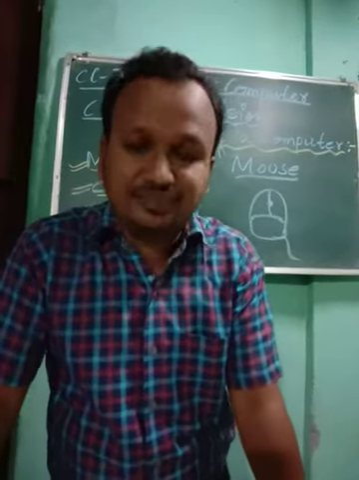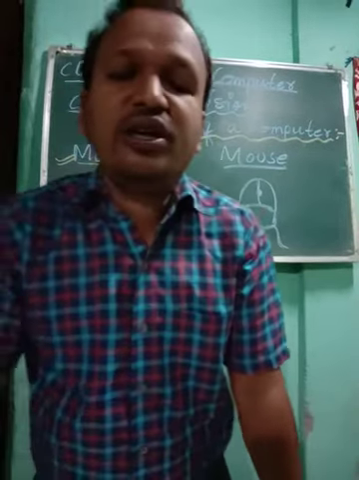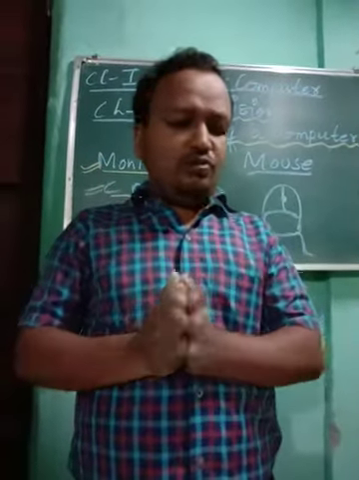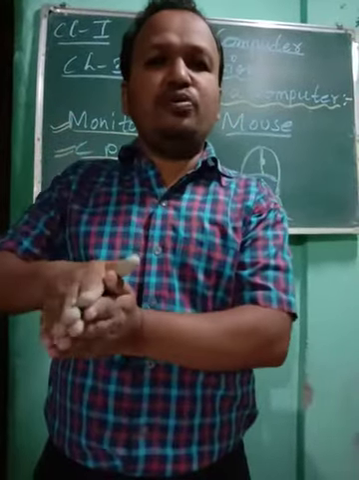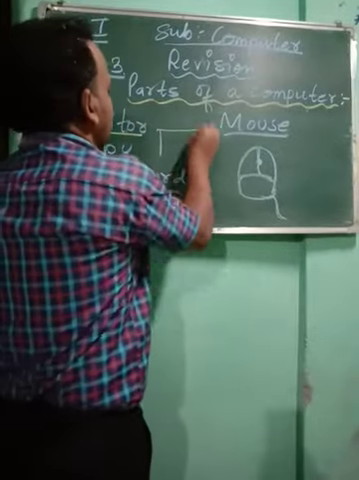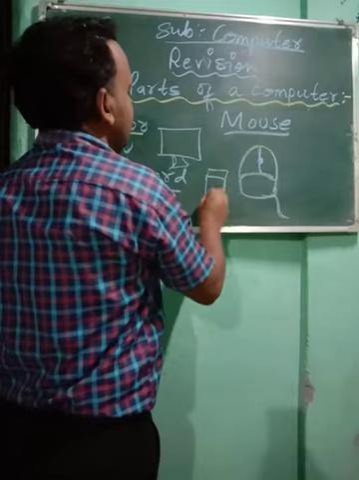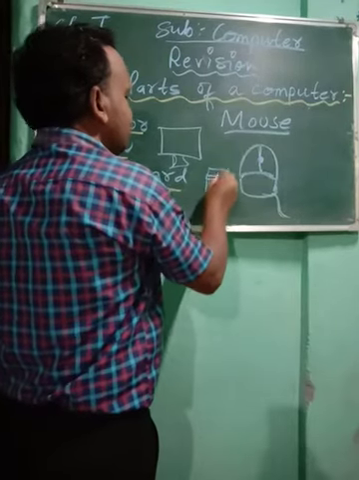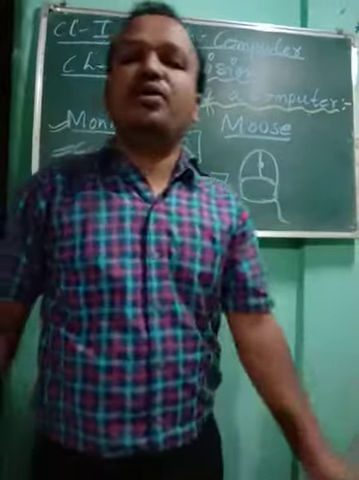Next, scanner. Now see children, the scanner is there. The scanner is used to put your pictures on a computer. Suppose you want to put some pictures, you can put them inside the scanner, and whatever pictures you put will come on the monitor screen. So this is your monitor, and this is your scanner machine. If you put a picture here, the same picture will come on the monitor screen.